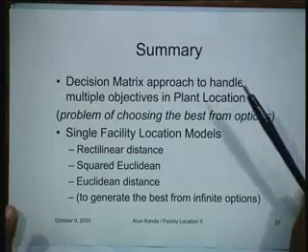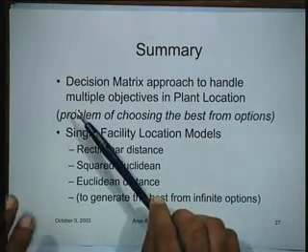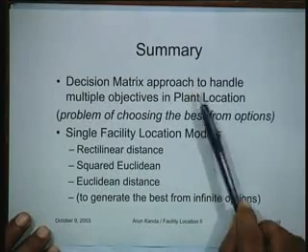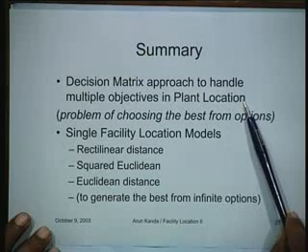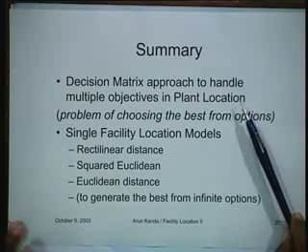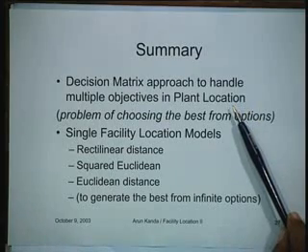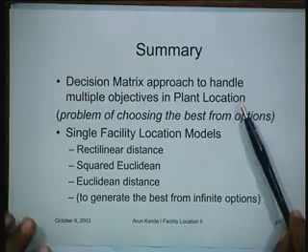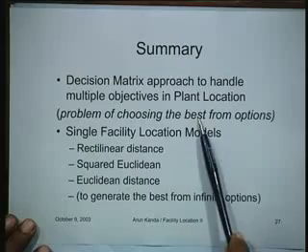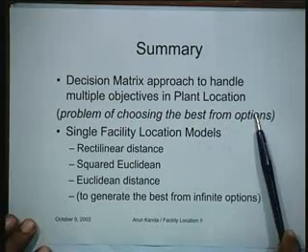Finally, let's see what we have done in this particular lecture. The main thing when we started was to look at a practical problem, a case study, and we saw that a decision matrix approach to handle multiple objectives in plant location was in fact a very worthwhile approach to consider all the objectives and consider the feasible solutions. Basically, this problem could be termed as a problem of choosing the best from amongst options. That's what it all was.